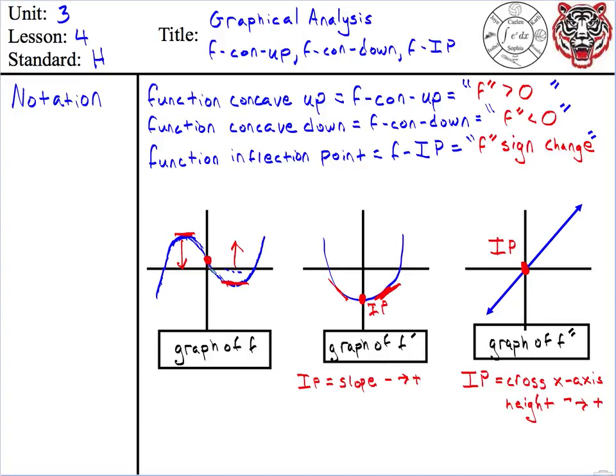Why is that an inflection point? What about our definition are we allowed to use? It changes from a positive sign to negative, or negative to positive. What changed from negative to positive? Concavity. Exactly. So this was IP at that point, and it's an IP because concavity.